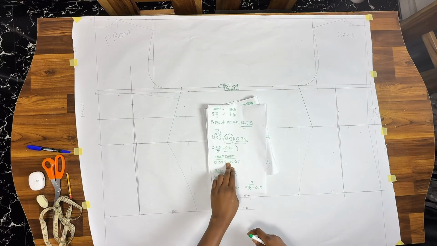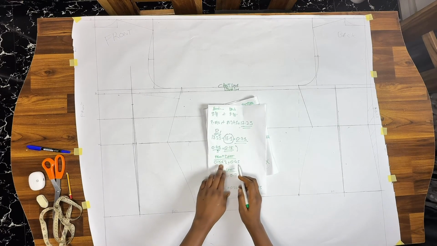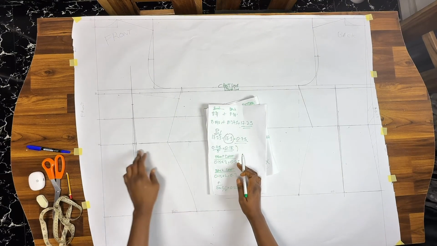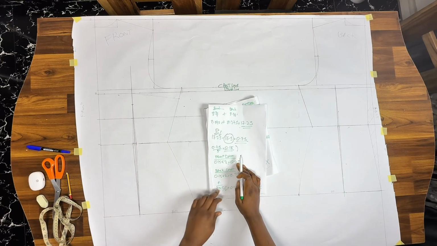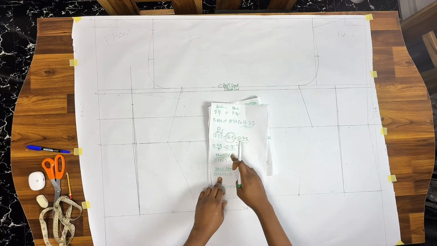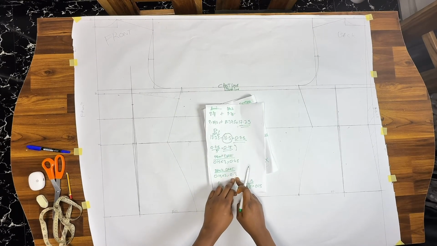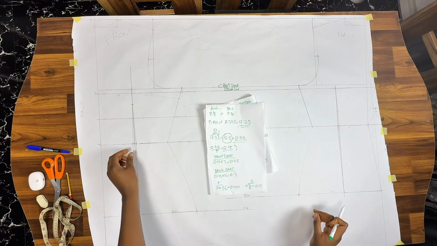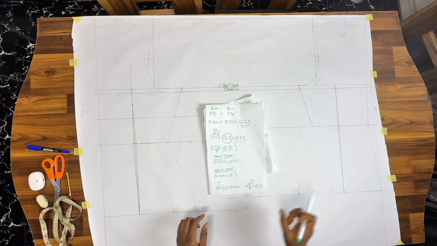So this is my front dart. This 0.15 I got from here, I multiplied it by 3, which gave me 0.45. And that 0.45, I will share equally for my front darts. Do you understand? And then for the back, this same 0.15, I'll multiply it by 2, which gave me 0.3. And if it is 0.3, I will share it equally for the back. That's why you can see this front has wider darts and this one has smaller darts. And that is it.